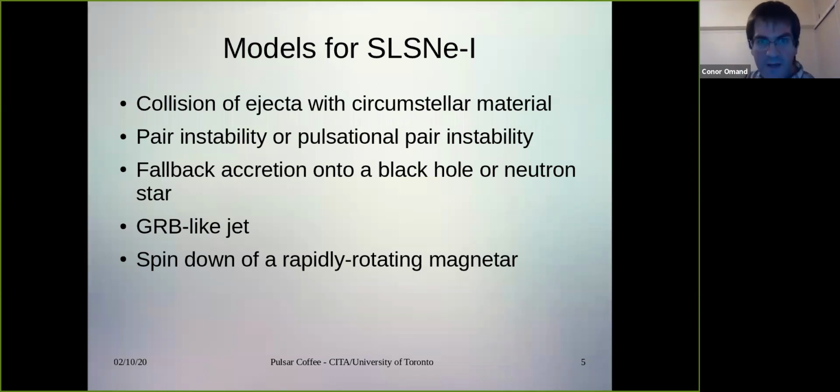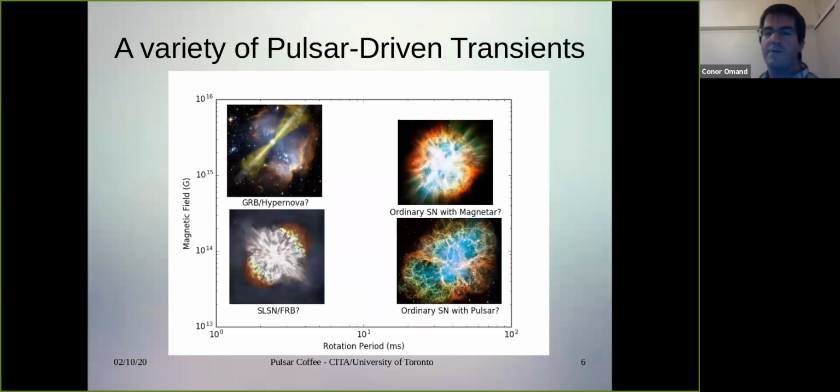And so this model can possibly produce quite a few different types of transients. So you can see here if you have an extremely high magnetic field and spin period less than a few milliseconds, you might be able to produce a GRB or GRB supernova or hypernova. But if you go lower, the spin down time increases from order of a few minutes to order of a few weeks. And so you can get superluminous supernovae.